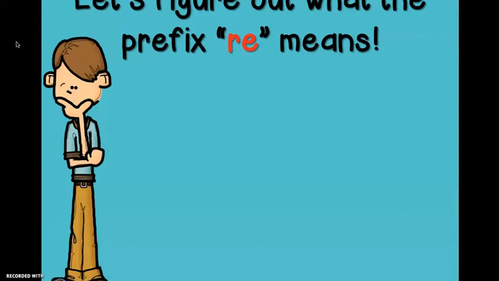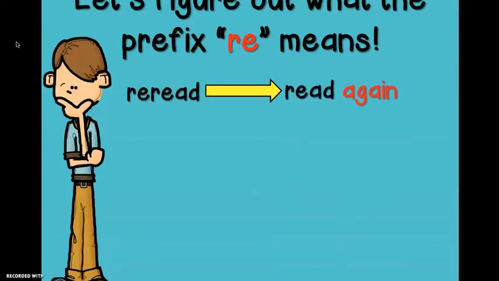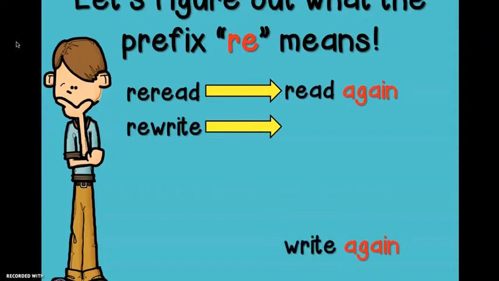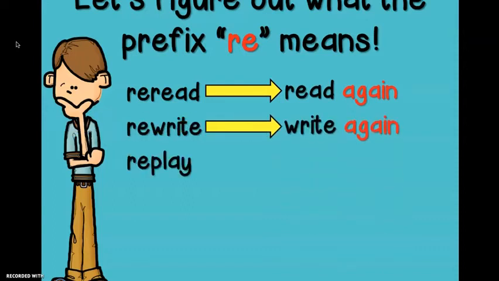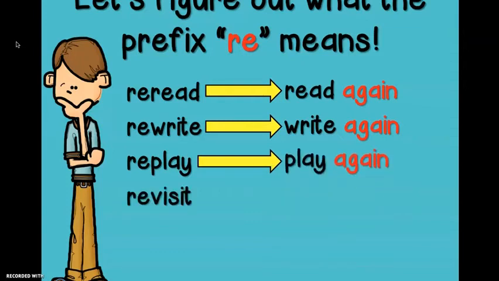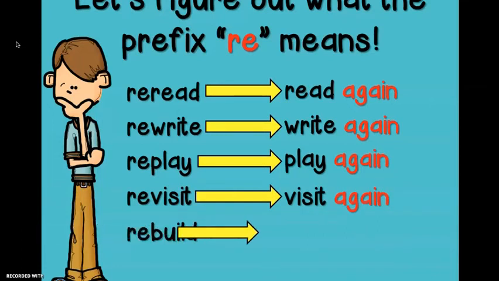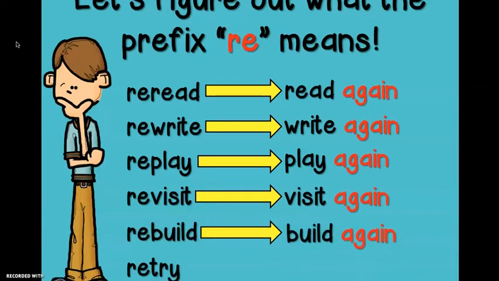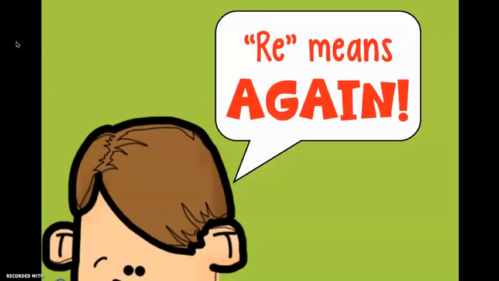Let's figure out what the prefix re means. Reread means read again. Rewrite is write again. Replay is play again. Revisit is visit again. Rebuild is build again. And retry is to try again. What do you notice is the same in all of these words that contain the prefix re? That's right, re means again.